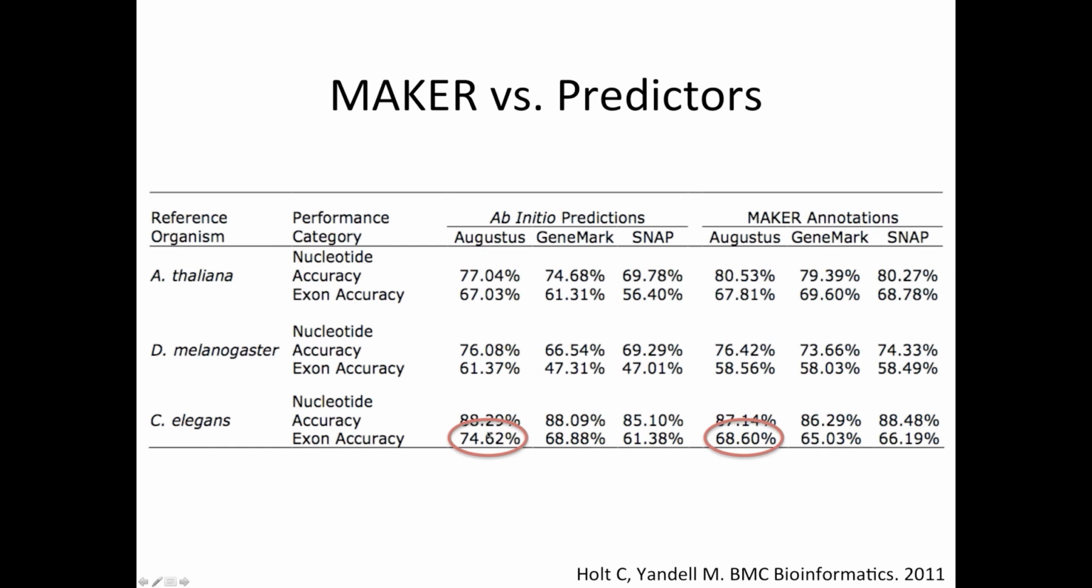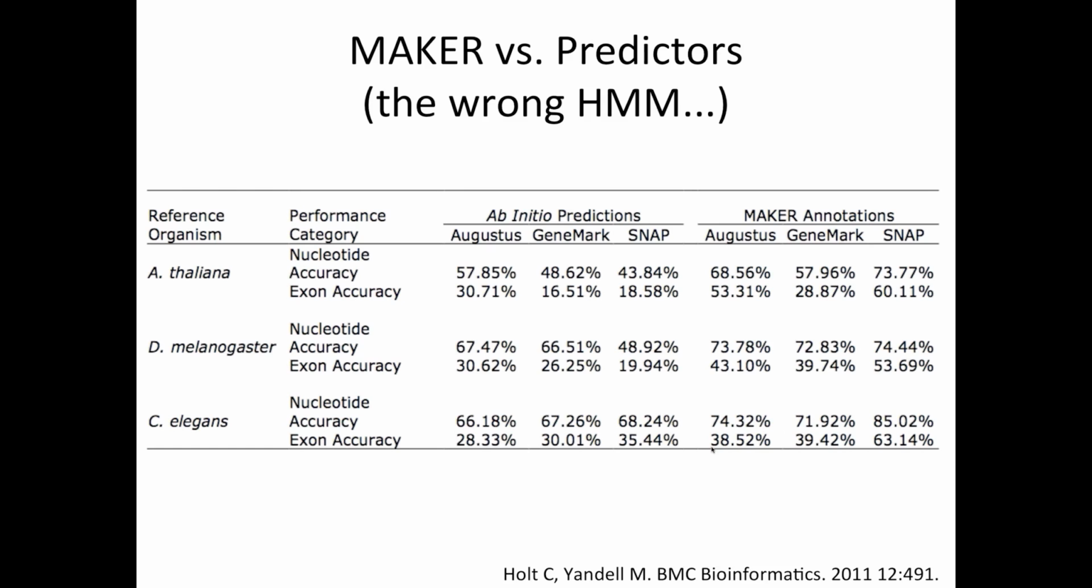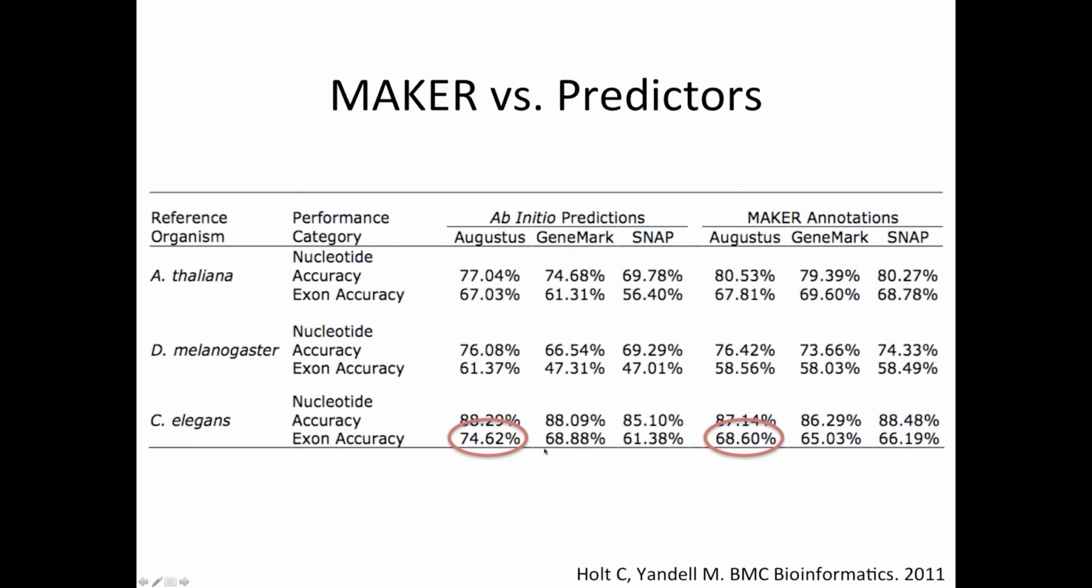But we can find a few examples out here where it actually looks like Augustus did better on its own than it did when supervised by Maker. So what's going on with that? Well, these genomes here are all very well annotated genomes that were sequenced many years ago, and in fact, they are the very genomes that these gene predictors were developed and built to be able to annotate.